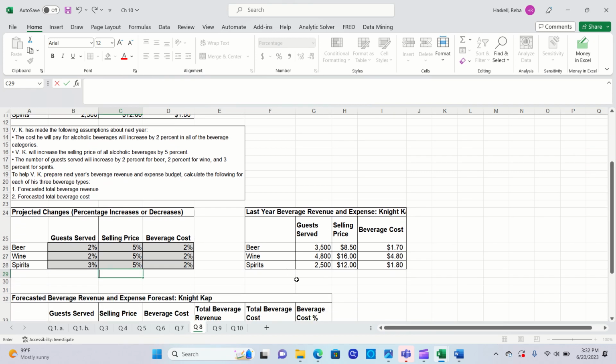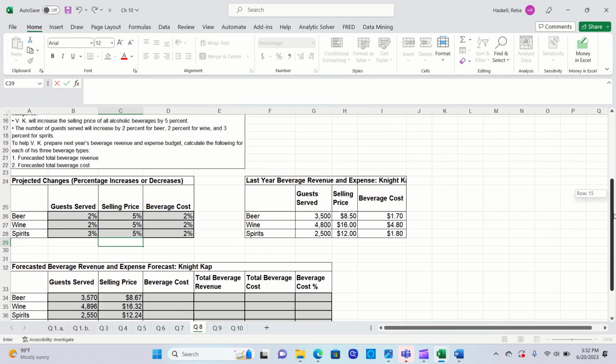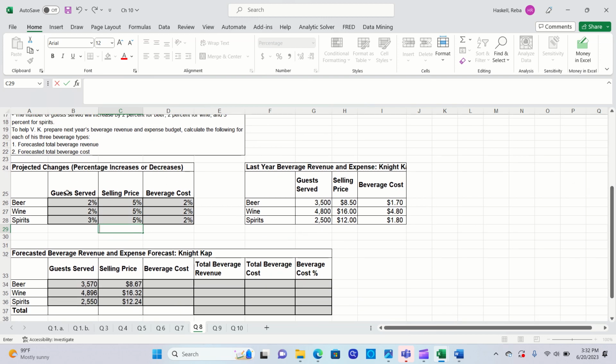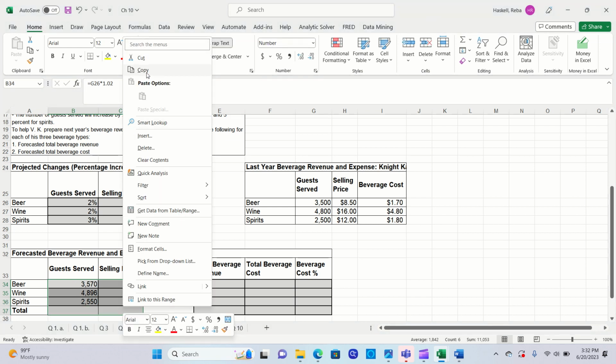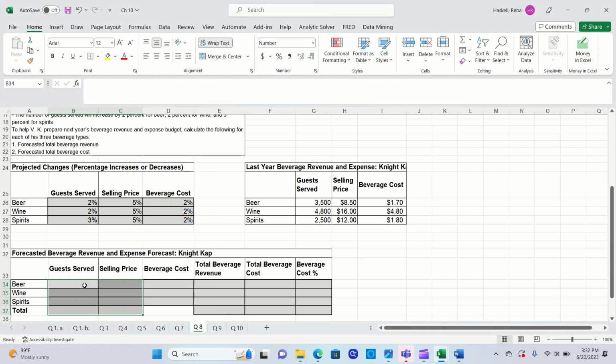All right, so I've copied this chart so that it can all be in the same screen so we don't have to go back and forth. And then we went ahead and we put the different percentages in our projected changes here. All right, so let's clear this out and start from the beginning.